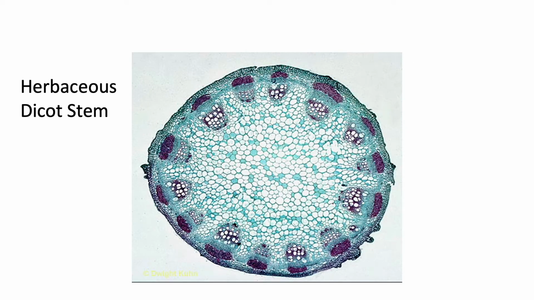Now, there are two types of dicots and they have slightly different stem structures. So first we're going to talk about the herbaceous dicot. Again, the herbaceous dicot has an epidermis around the outside. The epidermis is then followed by the cortex. The cortex is there to add a little bit more rigidity, a little bit more protection for the internal parts of the stem.